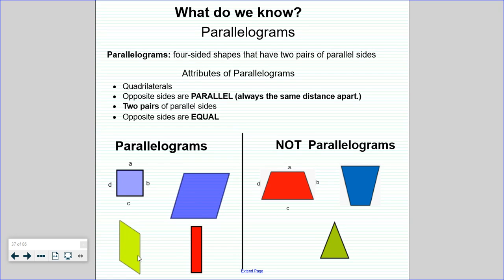So down here, these are examples of parallelograms. These all have two pairs of parallel sides. These are not parallelograms. The red and the blue are not parallelograms because they only have one pair of parallel sides, which means they are trapezoids. And then this guy here is not a parallelogram because that's a triangle. So it doesn't even belong in the quadrilateral category.